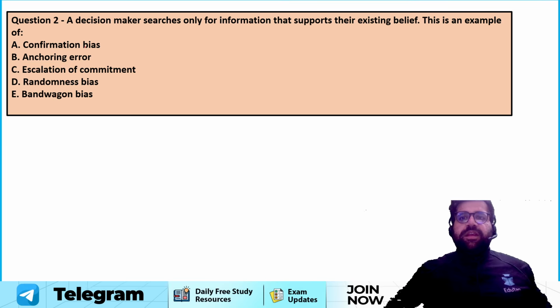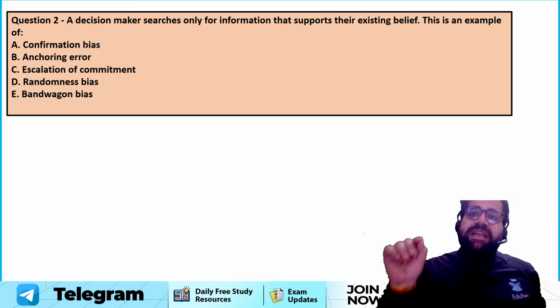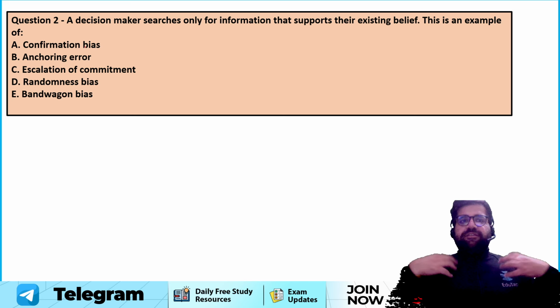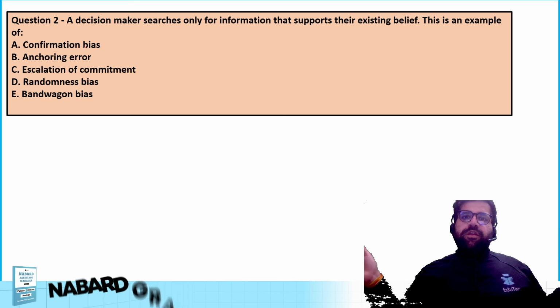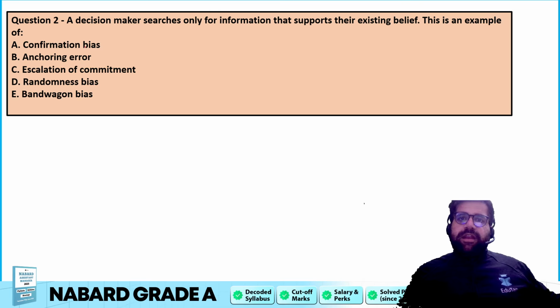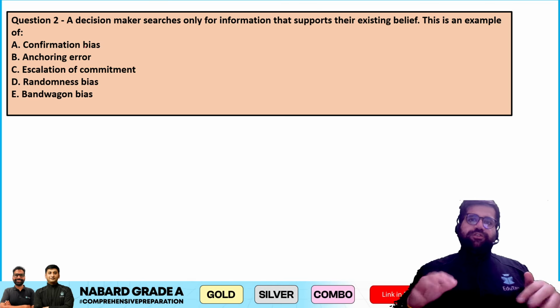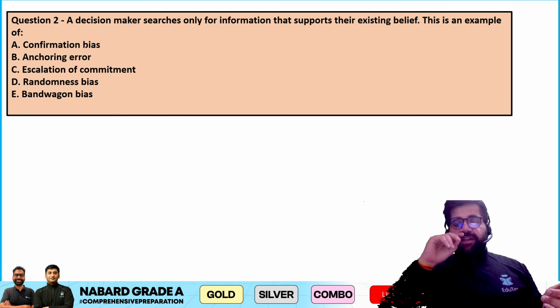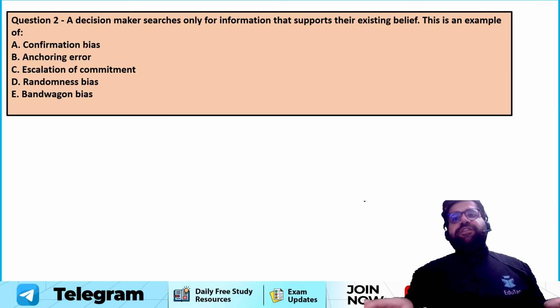Next question. Now, try to answer this question. A decision maker searches only for the information that supports their existing belief. So whatever I believe, that is what I will be making my decisions on. For example, if I believe that women are not good leaders, then I will never promote any woman to a decision making role. Although this is wrong, you should definitely promote a woman to a decision making role. But if your belief says that you should not do so, you will never do that.